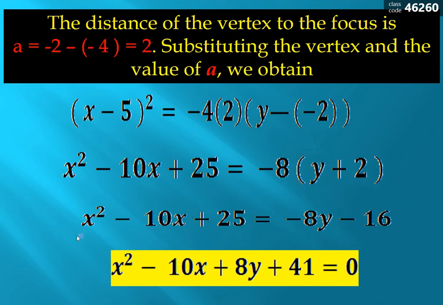So next is x squared minus 10x plus 25. By multiplication, we have negative 8 times y is negative 8y. Negative 8 times positive 2 is negative 16. And combining like terms, we have x squared minus 10x plus 8y plus 9 equals 0. So this is the so-called general equation of a parabola.